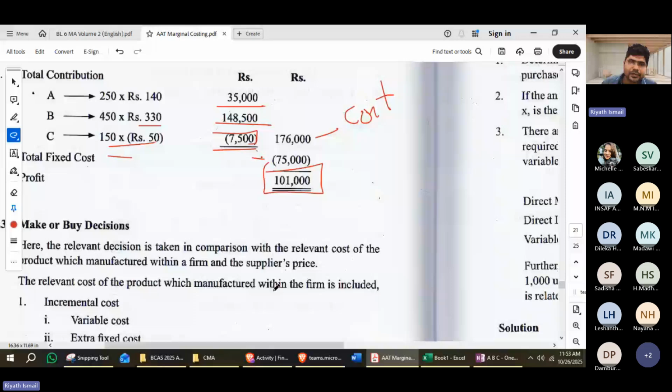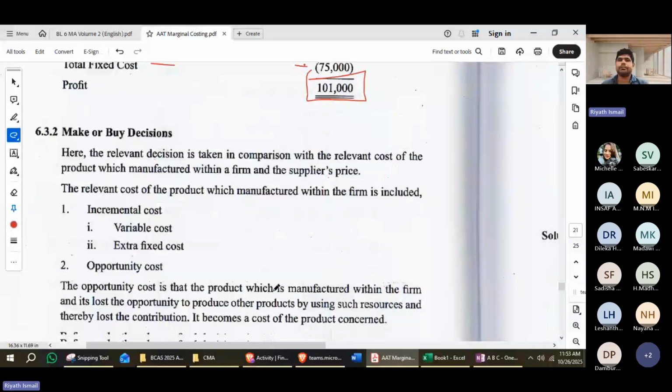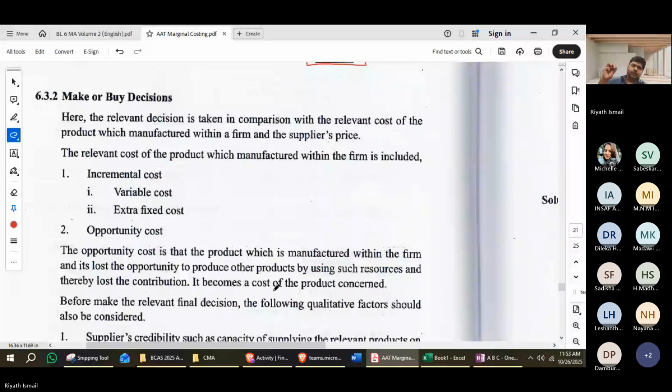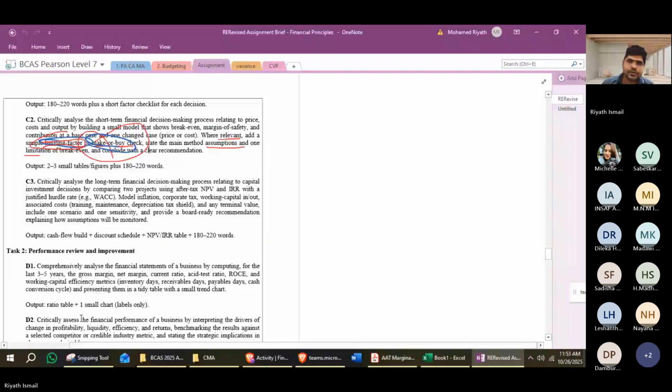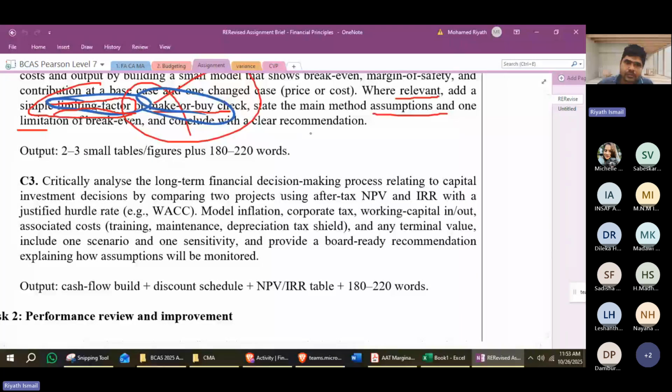Right. Let us move to make or buy decision. Make or buy decision: either buy the product from outside or make the product inside. So make or buy decision. In your assignment, it is also one of the main parts. You see here, make or buy decision. This point, make or buy, that also we check.